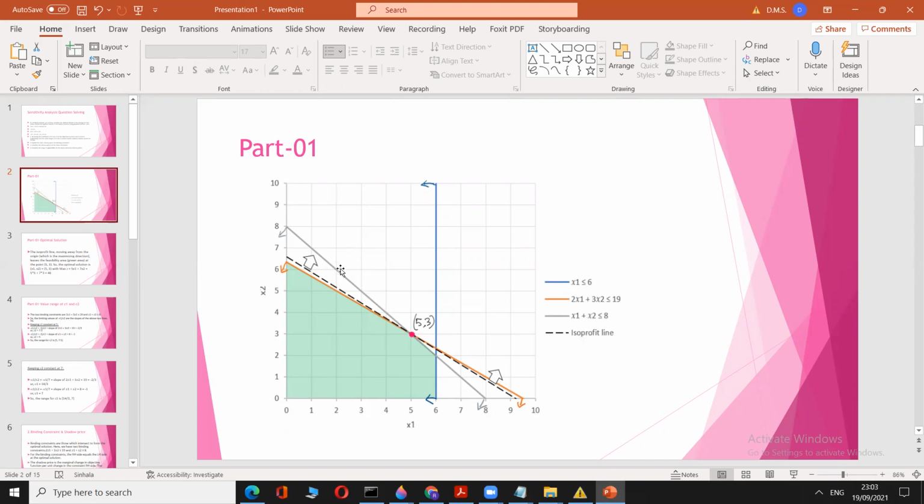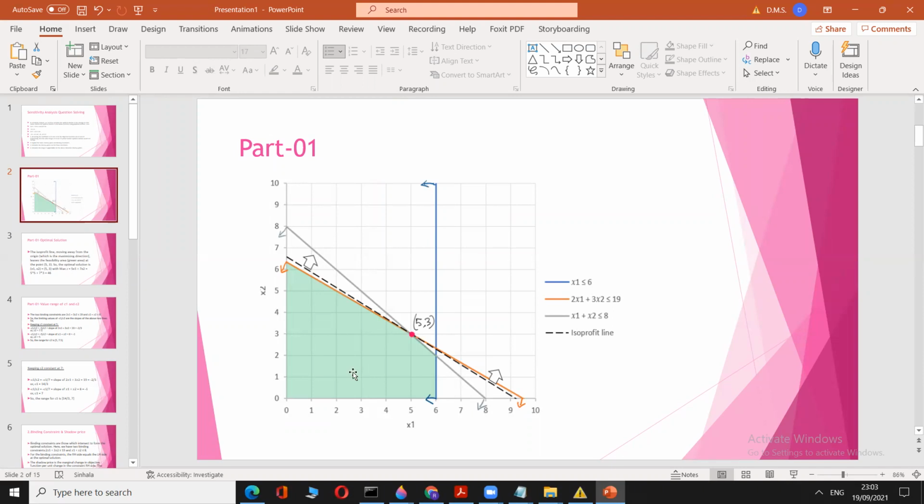In order to find the optimal solution, we always take the isoprofit line. This isoprofit line is also called a contour line. That means we draw a line which has the same slope as your objective function. After that, if it is a maximization problem, you find the last position where it leaves the feasible region.